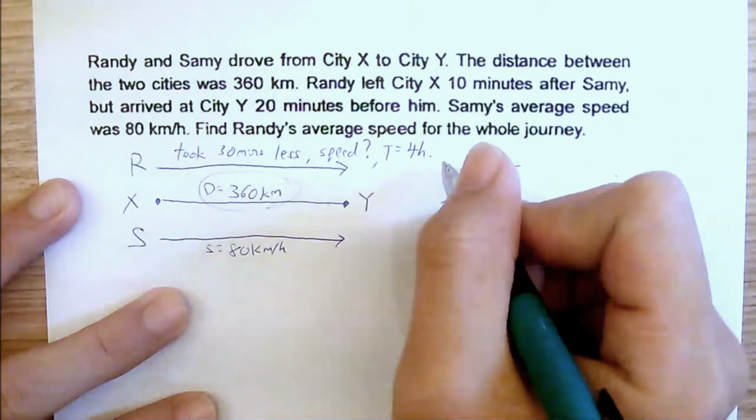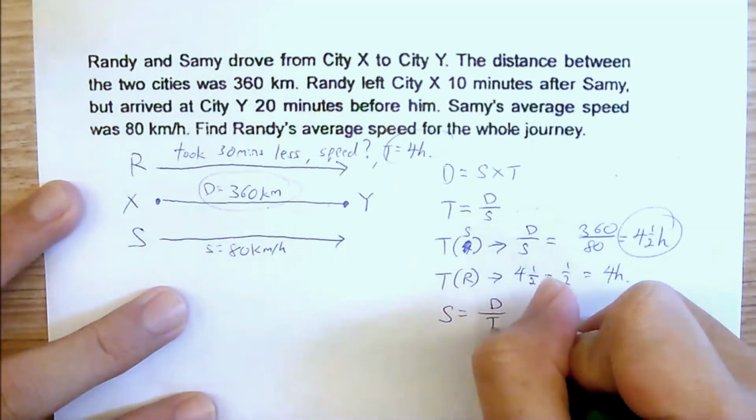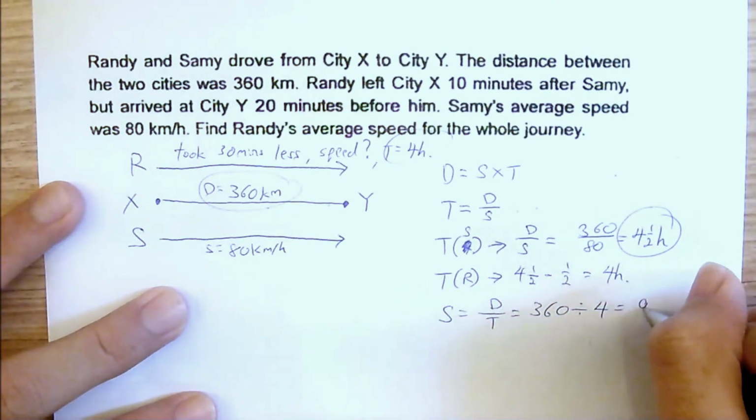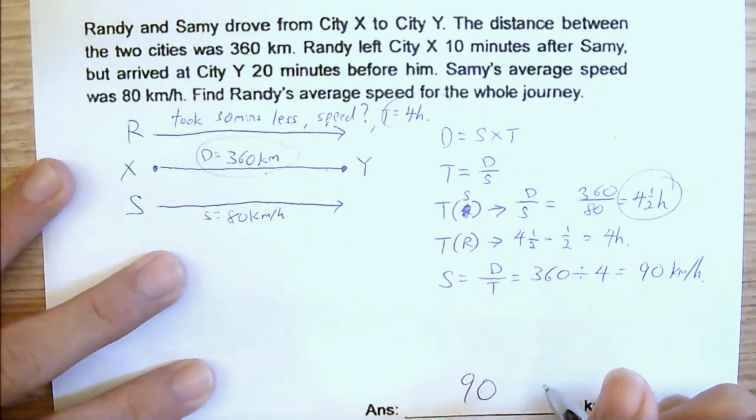The distance remains the same, the time is 4 hours, so how do you find the speed? Speed will be distance divided by time, therefore it will be 360 divided by 4, giving us 90 km per hour. So the answer will be 90 km per hour.